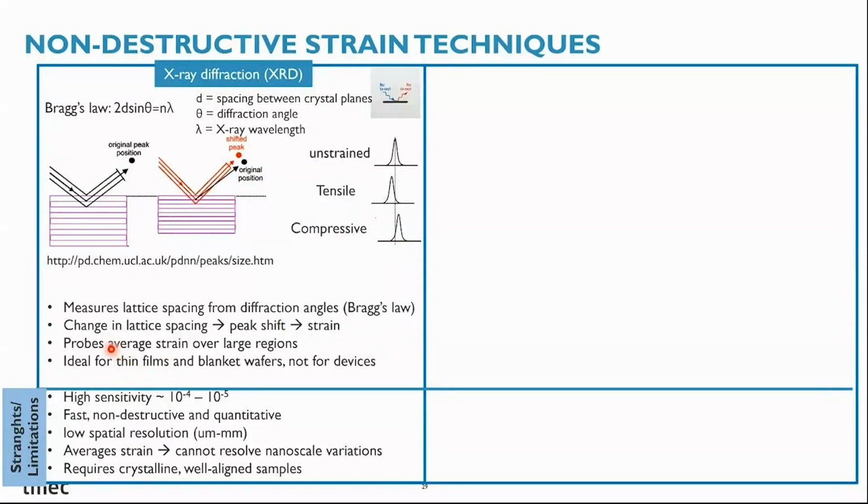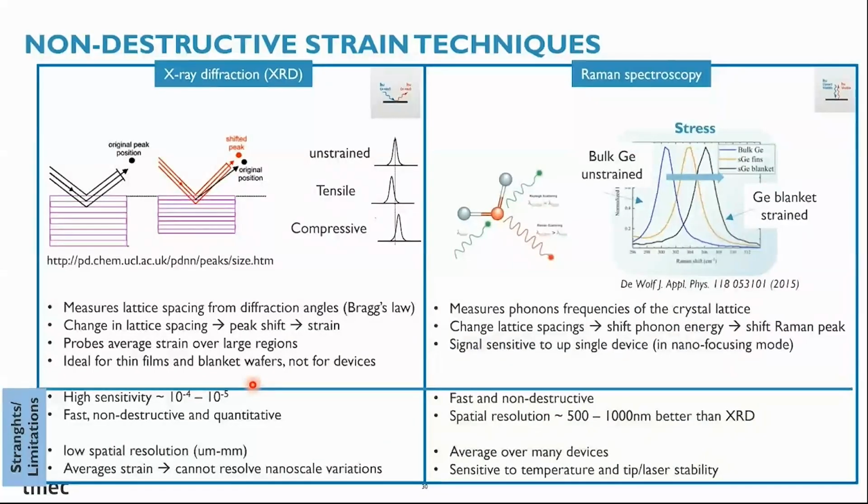This technique probes average strain over large regions, and so it's ideal for thin films and blanket wafers, not really for devices. It has high sensitivity, is fast, non-destructive, and quantitative. But a limitation is that we have low spatial resolution, so the strain that we obtain is an average. Another technique that is worth mentioning is Raman spectroscopy.